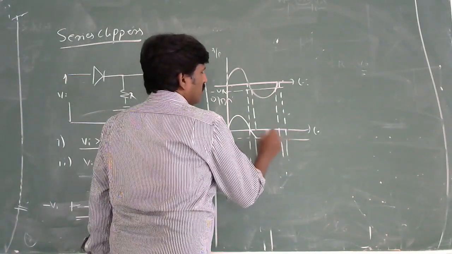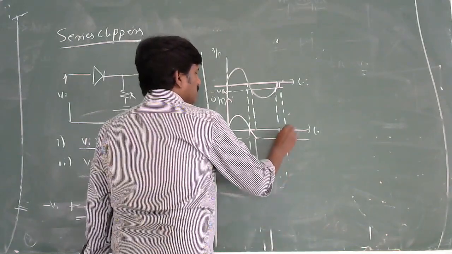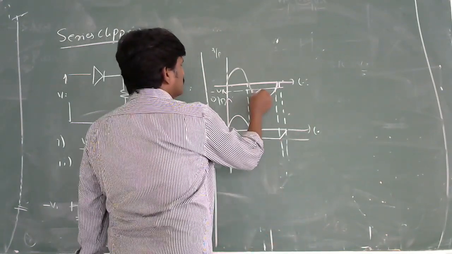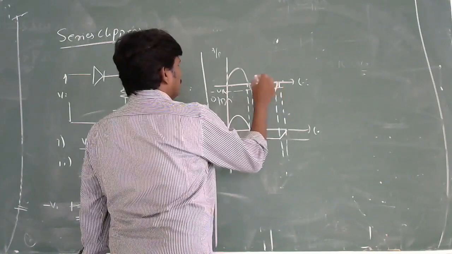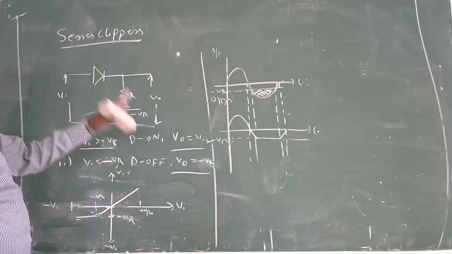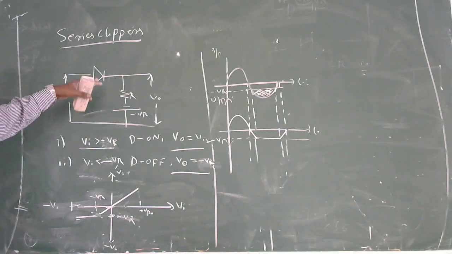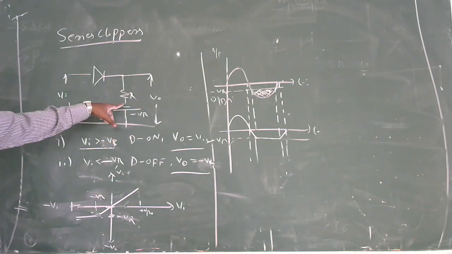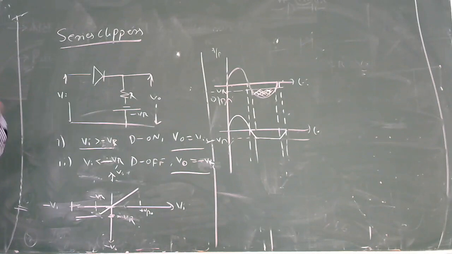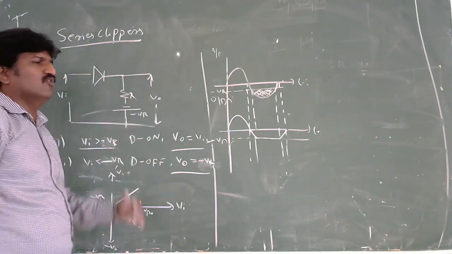Minus VR. Here again, same replica. What portion was flipped off? This portion was flipped off. This is the scenario of this series clipper. With this direction you are keeping the diode and changing this one. With positive reference voltage and negative reference voltage, you will have these transfer characteristics and input-output relations.